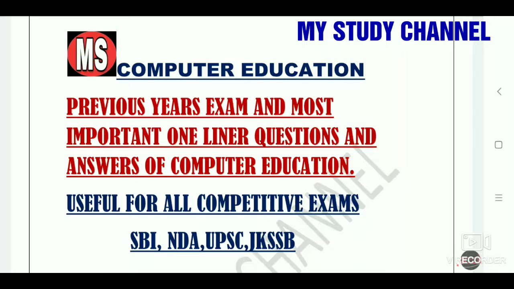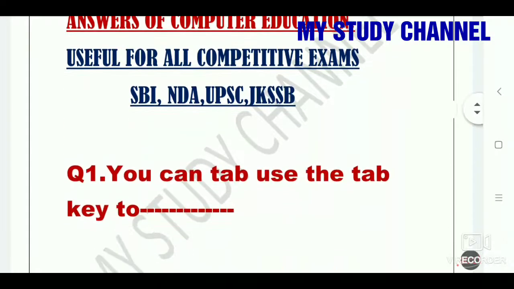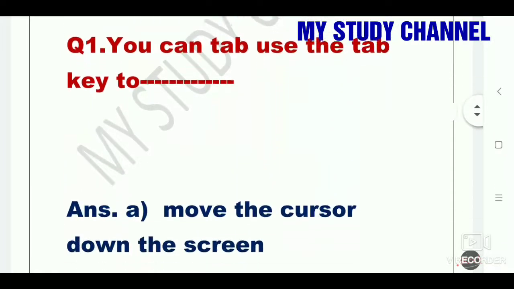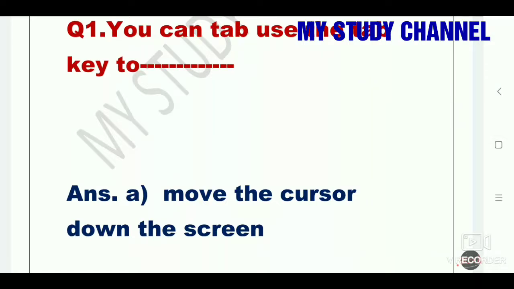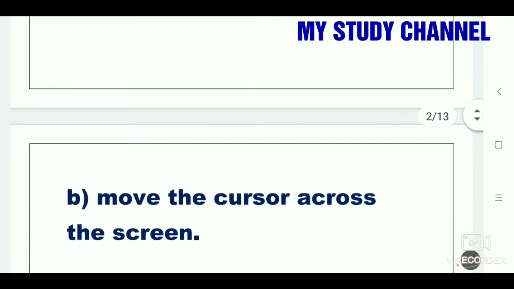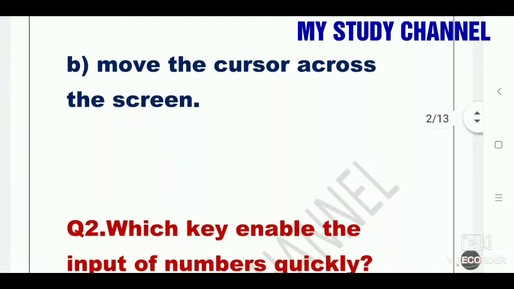So friends, let's start from question number 1. You can tab. Use the tab key to dash. Answer is move the cursor down the screen, and second is move the cursor across the screen. Friends, in the exam, if only one option is there, you have to choose that option. But in case these two options are there, then you have to choose both A and B. So this is the answer.